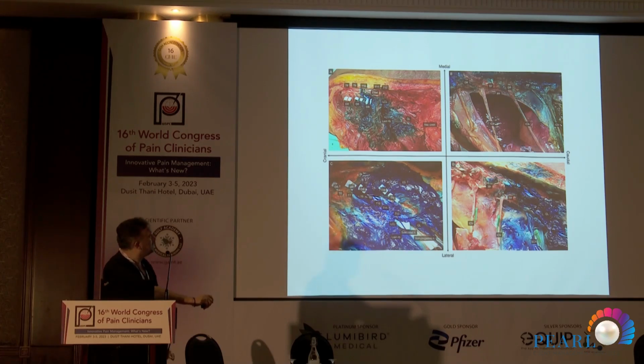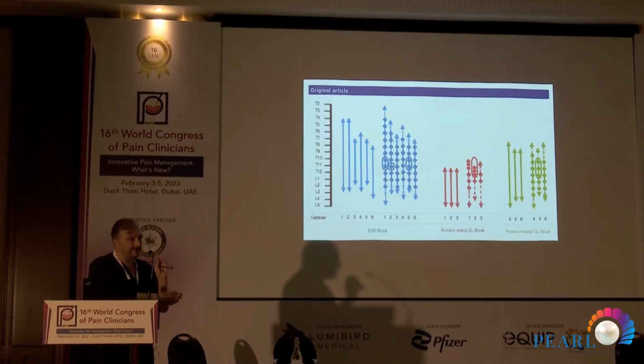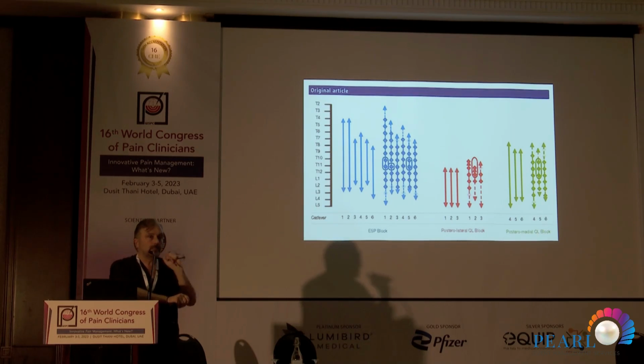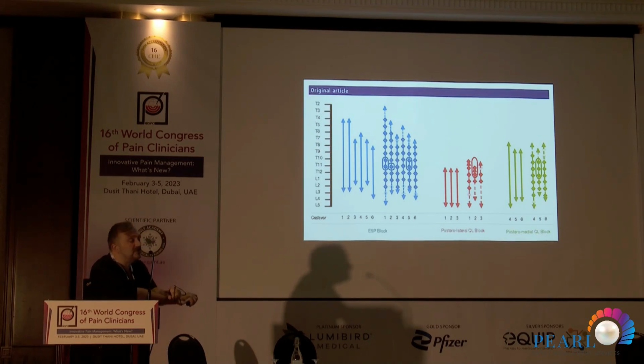What I mean by this is that, yes, some segments are affected by these blocks, but when you look carefully at the data, look at this graphic in here: blue, red, green. Blue is ESP blocks, red and green are QL blocks. What I'm trying to point out is not the extension or distribution of the block from T2 to L5. I'm trying to point out the circled areas, because the circled areas represent when the dye has contaminated each of those paravertebral spaces. And you can see here that there's no difference.